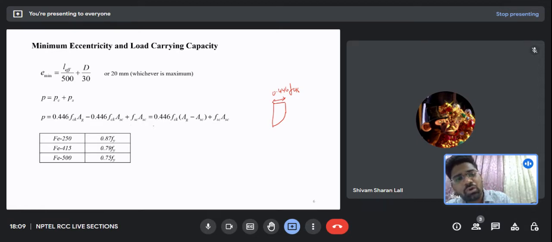Now again, an important point we should know is this f_sc would change depending upon the grade of steel. That is, for 250 it would be 0.87 fy, for 415 and 500 it will be 0.79 and 0.75 respectively. Although sometimes we end up taking these two values as 0.75 fy only.